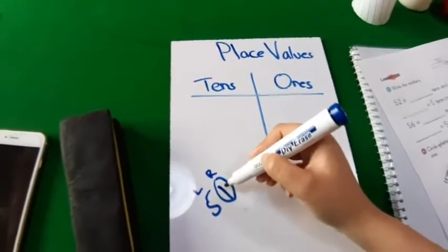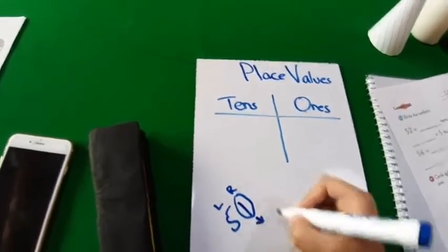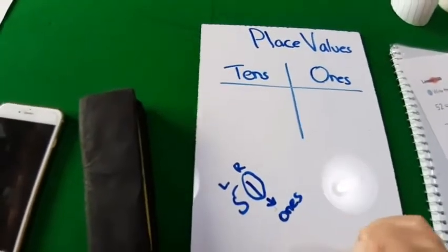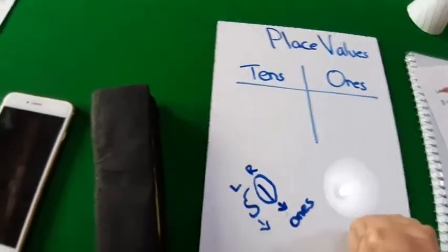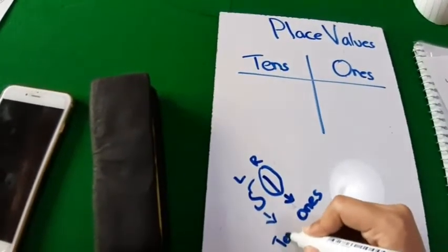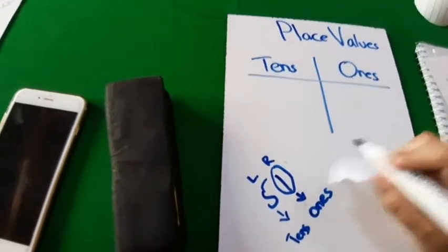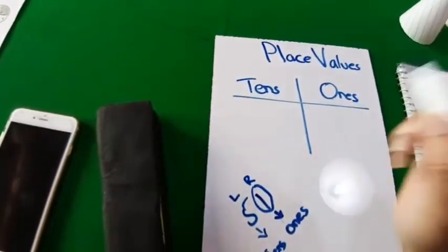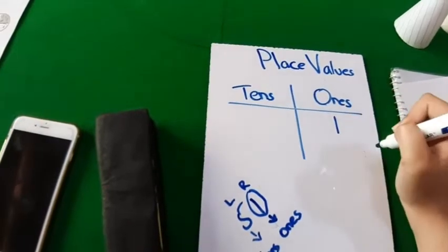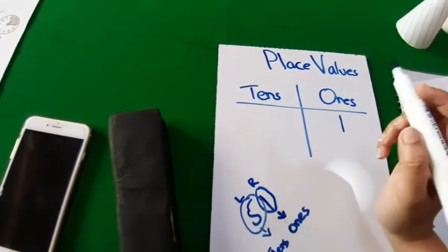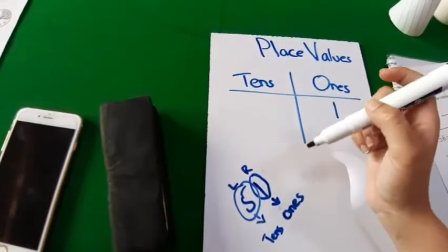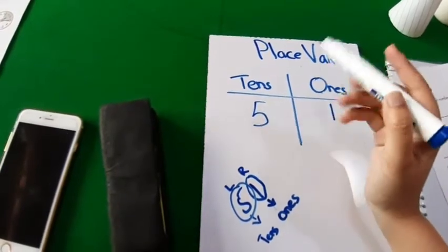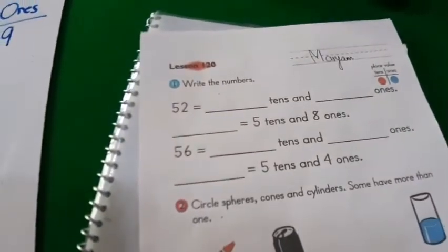The number on my right hand side is always going to be ones. What is it going to be? Ones. It's going to have the value of ones. And the number on my left hand side is always going to be tens. Now let's see. The number on my right hand side is 1, so I'm going to put it under ones. The number on my left hand side has the value of tens, so I'm going to write 5 over here.